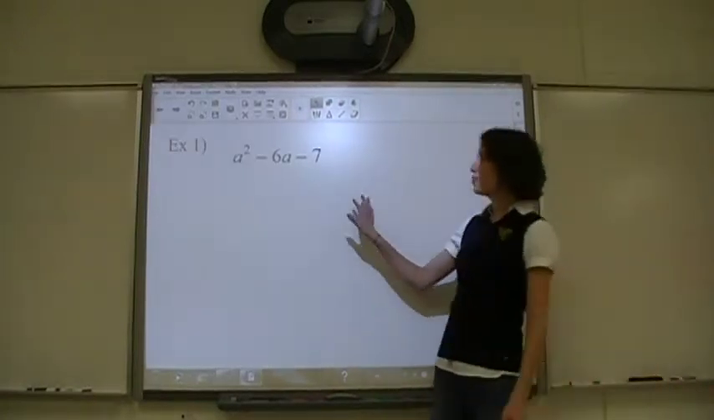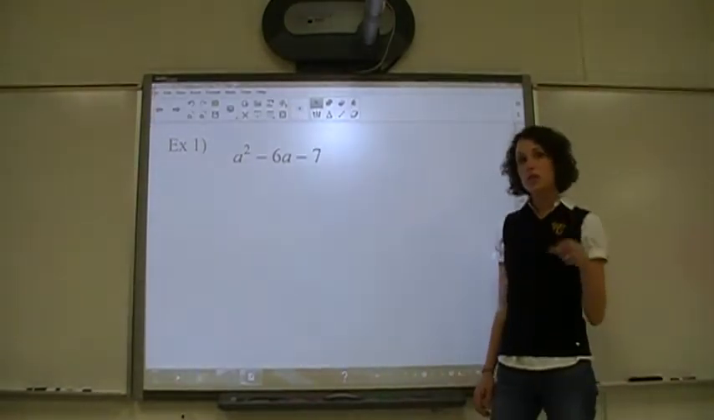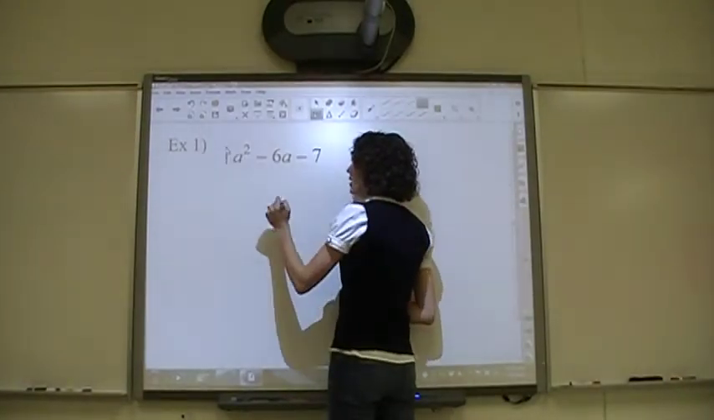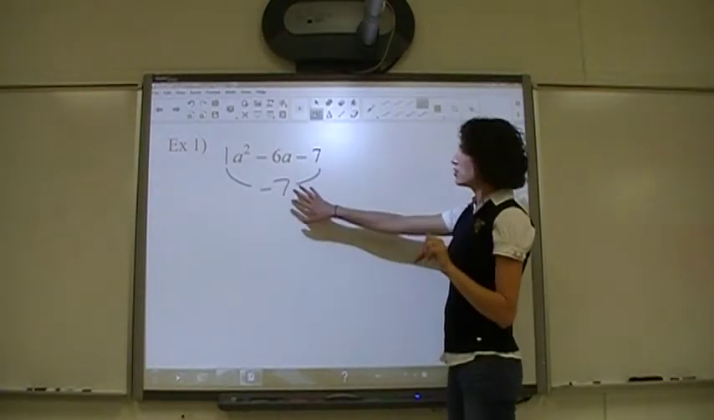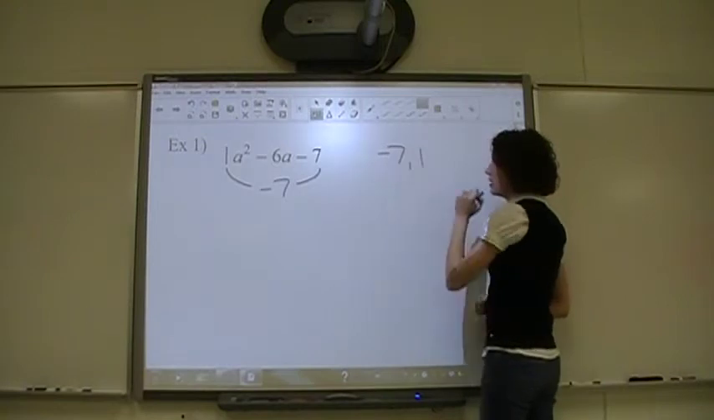Alright, here's example number 1. Now we have a squared minus 6a minus 7. Now, we could do the rewrite method. So when we would normally do the rewrite method, we'd bring a 1 out here. 1 times negative 7 is negative 7. Now, factors of negative 7 that add to negative 6 are negative 7 and positive 1.